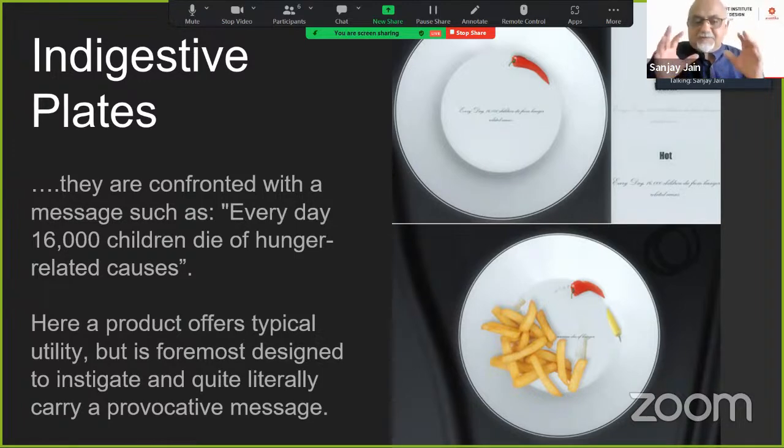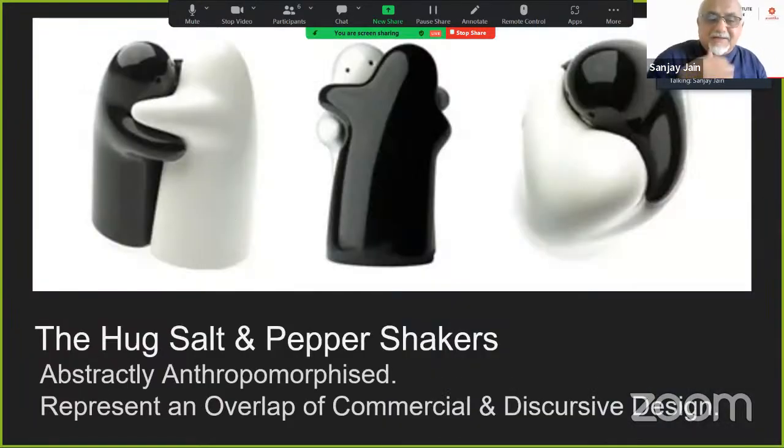So here is a product which offers a typical utility, but is designed to instigate, is designed to give you a provocative message that as you are consuming this hot meal, there are thousands of children who are going hungry, and they don't have adequate food to eat that day. So it's basically provocative design. Yeah. Now, building onto this, I will have another product which is very interesting.